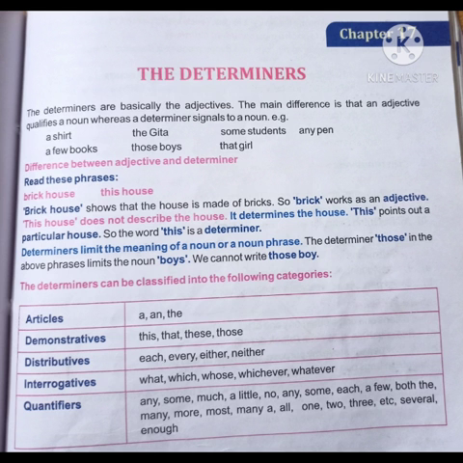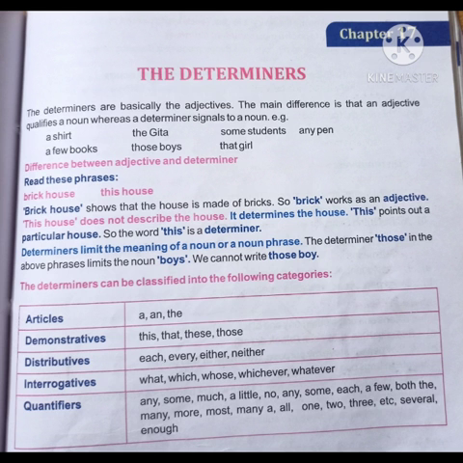But brick house आपको बताता है that in what way the house is made बेटा. But this house does not describe the house. This house में आपको कुछ भी नहीं पता चल रहा है कि what type, what kind of house it is. So here it is the determiner beta. It determines the house. This points out a particular house. So the word this is here a determiner.